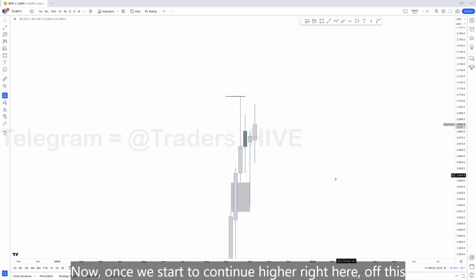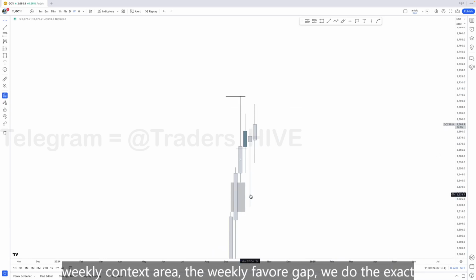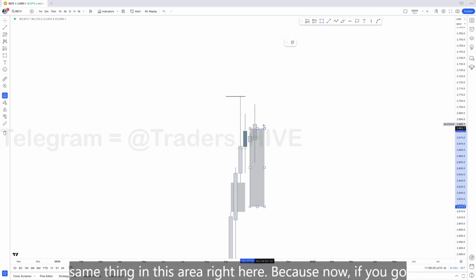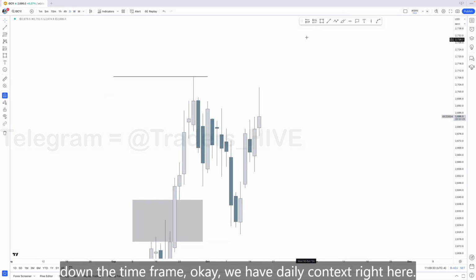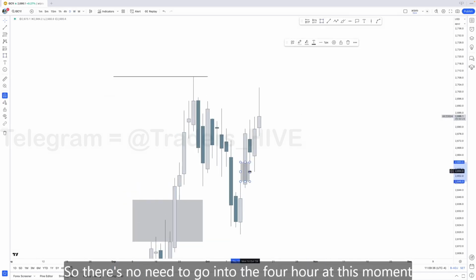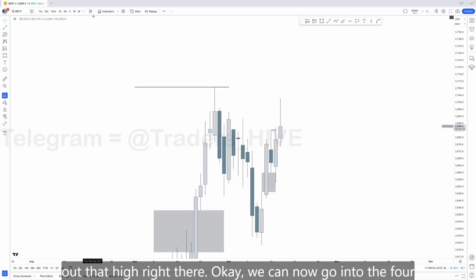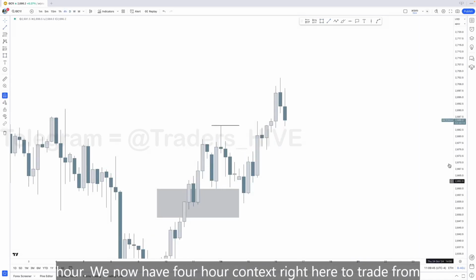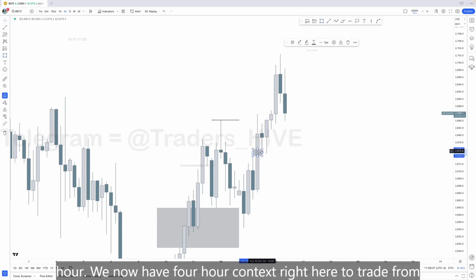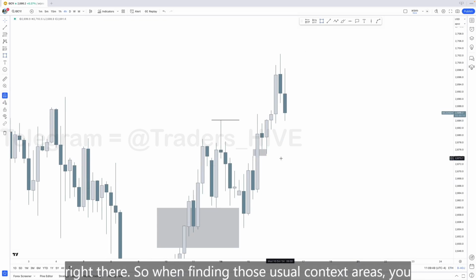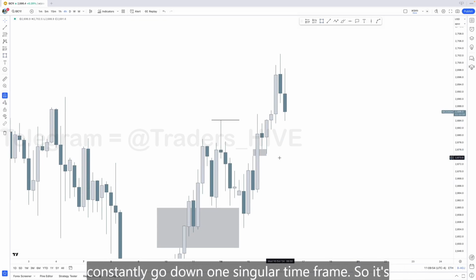Now, once we start to continue higher right here of this weekly context area, the weekly fair value gap, we do the exact same thing in this area right here. Because now, if you go down the time frame, okay, we have daily context right here. So there's no need to go into the 4 hour at this moment in time to find 4 hour context. Unless we start to take out that high right there, okay, we can now go into the 4 hour. We now have 4 hour context right here to trade from right there. So when finding those usual context areas, you constantly go down one singular time frame.